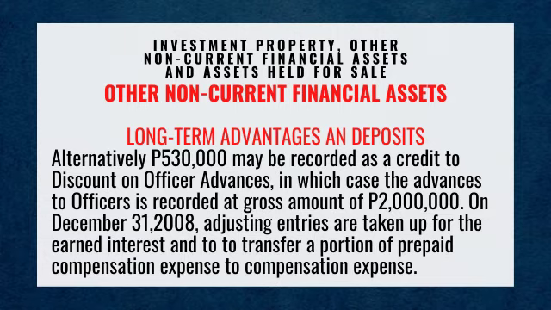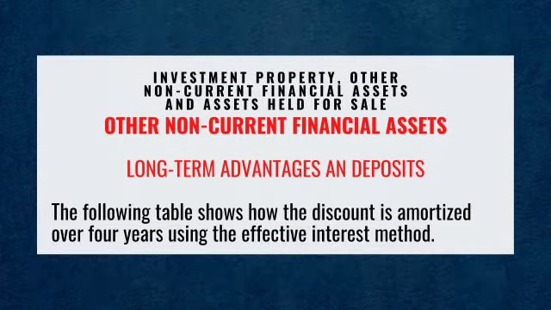Alternatively, 530,000 pesos may be recorded as a credit to discount on officer advances, in which case the advances to officers is recorded at gross amount of 2 million pesos. On December 31st, 2008, adjusting entries are taken up for the earned interest and to transfer a portion of prepaid compensation expense to compensation expense. The following table shows how the discount is amortized over 4 years using the effective interest method.